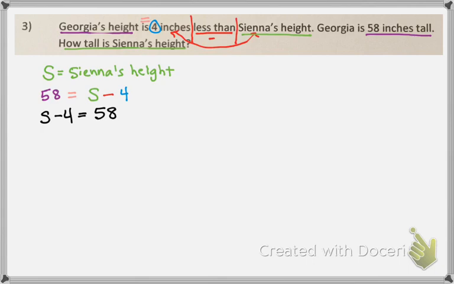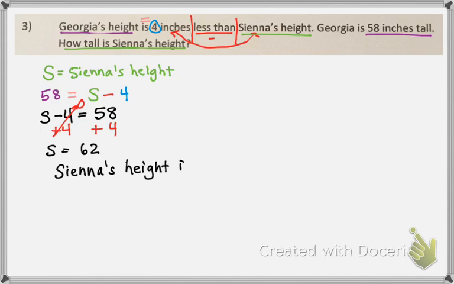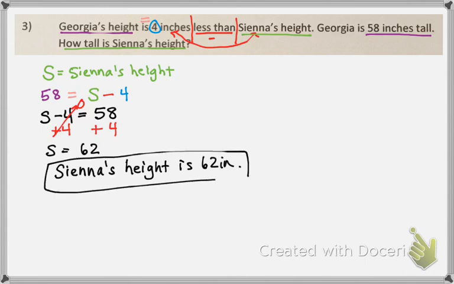So the inverse of takeaway is adding. So I'm going to add 4 to both sides. I'm always trying to get the variable alone. To do that, I need to create opposites. So I get S is equal to 62. So we would say Sienna's height is 62, and the label was inches. Or you could say Sienna is 62 inches tall. That'll work too.